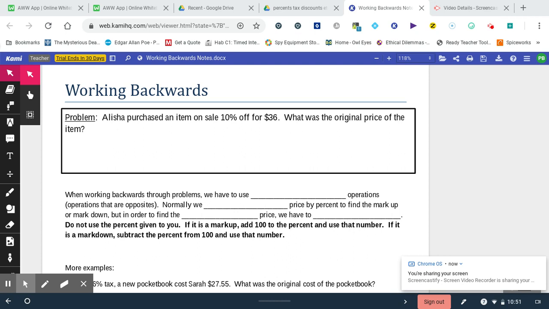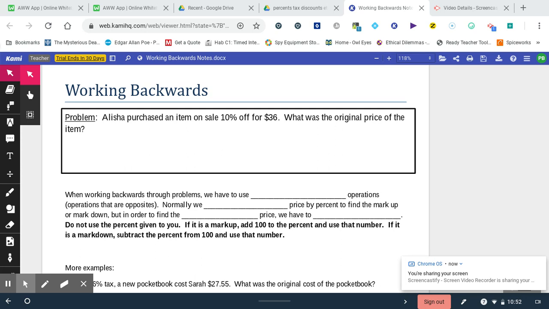All right, for this lesson, we're still going to be working with percents, but we're going to be using inverse operations because we're going to work backwards. So normally we would have to find some sale price or some markup or some discount where we would use multiplication at some point. We multiply our percent by our number. But in this case, you're going to be working backwards. So instead of using multiplication, we're going to be using division. And instead of being given a price, we're going to be asked to find the original price.